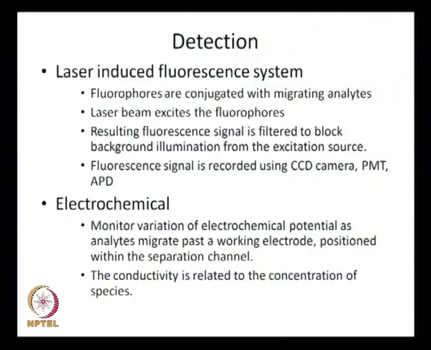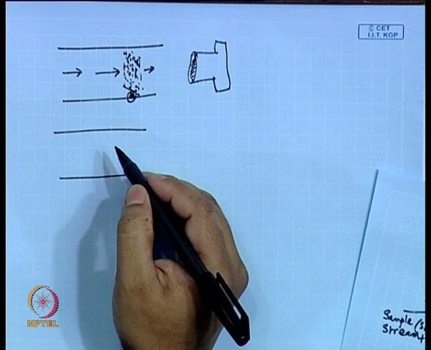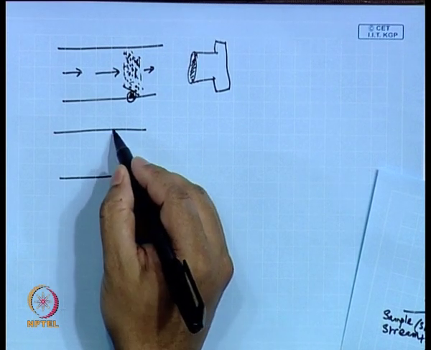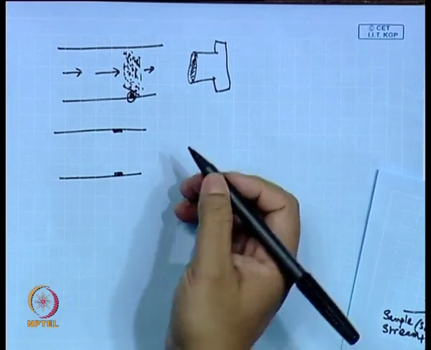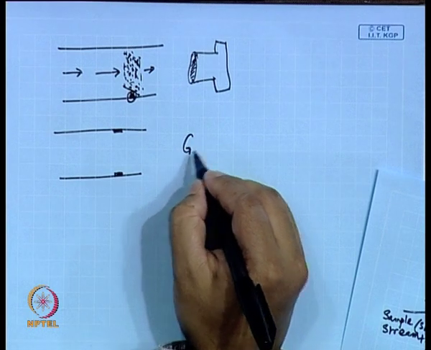Now, there are other methods as well. For example, electrochemical methods. In this method, what is written here is: monitor variation of electrochemical properties as analytes migrate past a working electrode positioned within the separation channel. The conductivity is related to the concentration of species. That means, in the channel you have electrodes positioned within the separation channel, and you find out the conductivity.